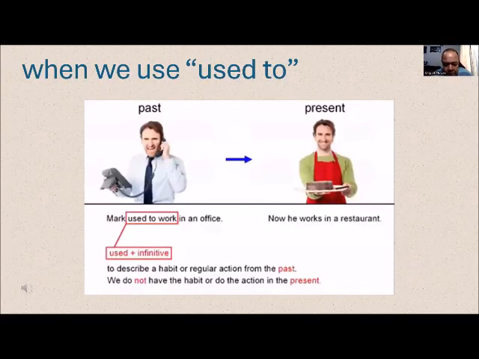We use used plus infinitive to describe a habit or regular action from the past, but we don't have the habit or do the action in the present. It helps us reflect on how things have changed, whether it's routines, preferences, or places we live. For example, in the past, Mark used to work in an office. Now he works in a restaurant.